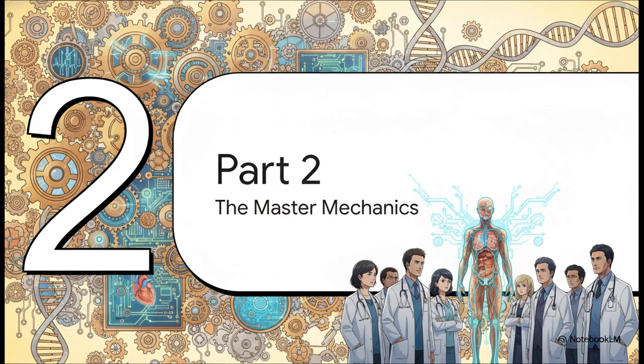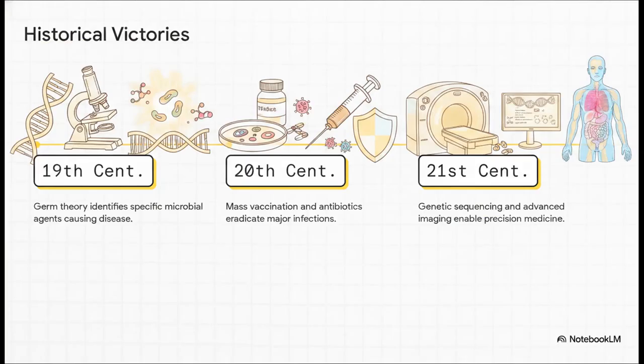Part 2. The master mechanics. Now, when we started treating the body as an objective biological machine subject to scientific laws, the results were, honestly, absolutely staggering. If we trace the historical victories of this mechanical approach, we see massive, game-changing leaps forward. Back in the 19th century, scientists like Louis Pasteur and Robert Koch essentially blew the doors off public health by proving germ theory, finally identifying specific invisible microbial agents that were causing widespread disease.